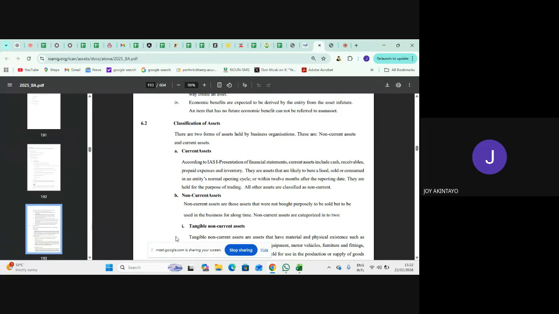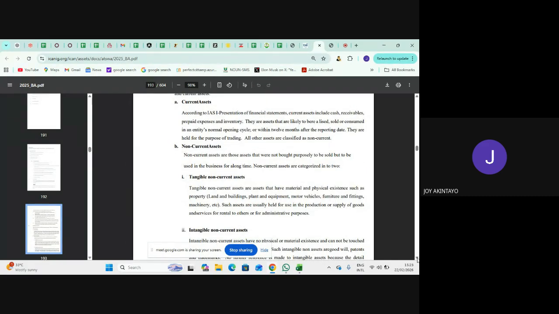Hope you are getting it. Then we also have non-current assets. Non-current assets are assets that were not bought purposely for us to sell them, but we use them for a long time. Their useful life is more than what? More than 1 year.